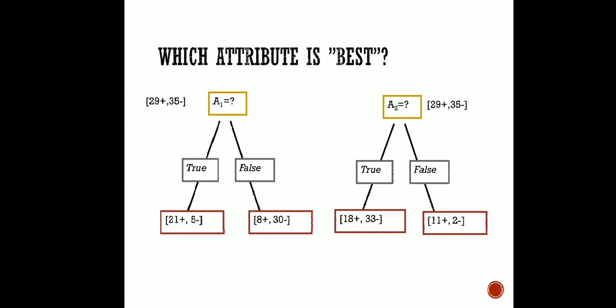Now see here, if you go with a bottom-up approach, for the true case it has 21 positive and the false case has 8 positive. So 21 plus 8 is 29. That's why for A1 a total of 29 positive values are there. Again, for true it has 5 negative values, and for false it has 30 negative values. So the negative value count for A1 is 35. Similarly for A2.